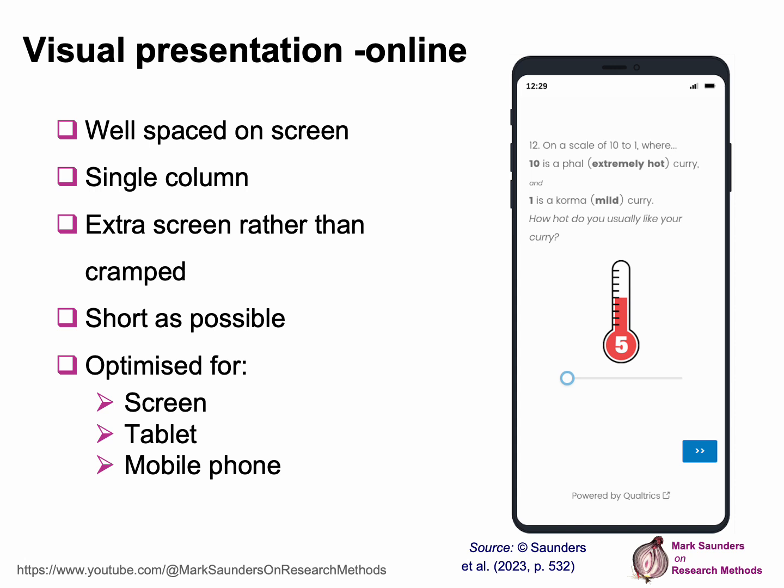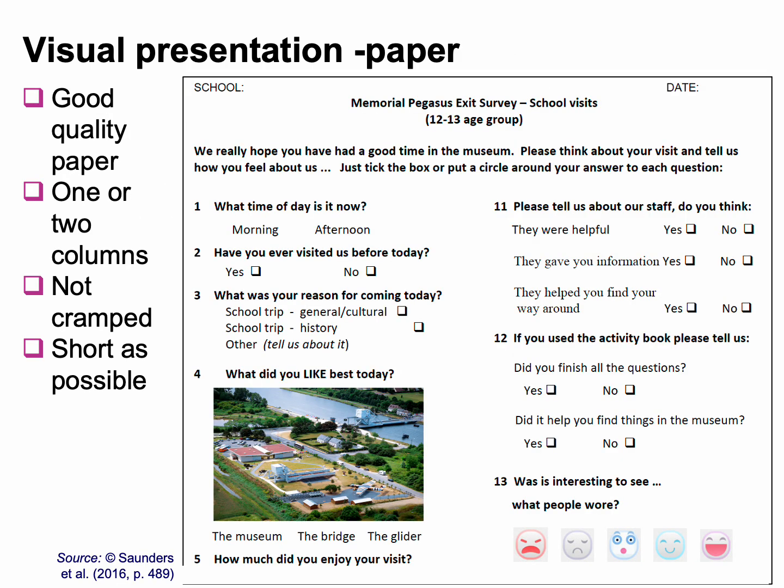We can actually move that up, and at the moment it's halfway up on 5, and you can change it by sliding on. So it's a fun thing to do with an online questionnaire. Let's now look at visual presentation for paper-based questionnaires.